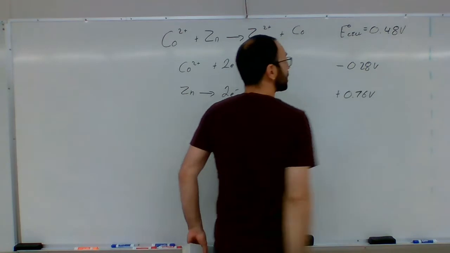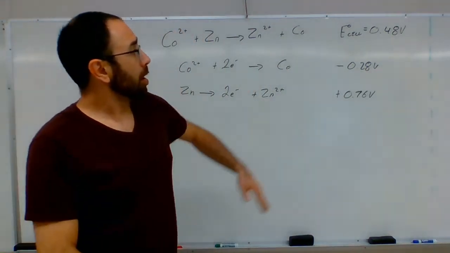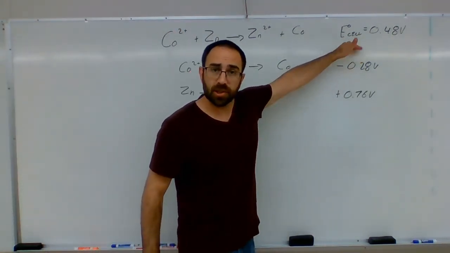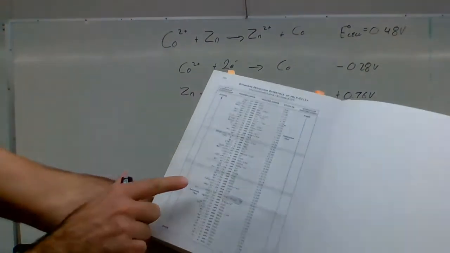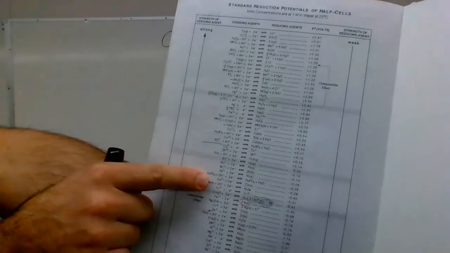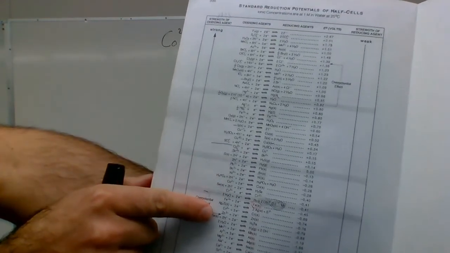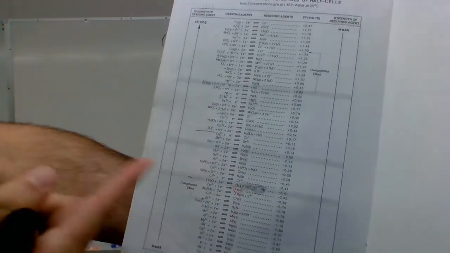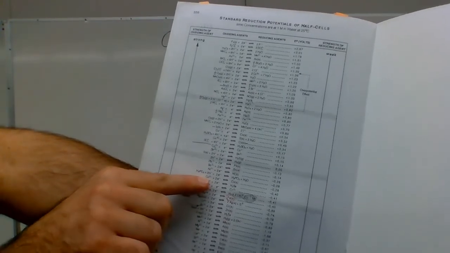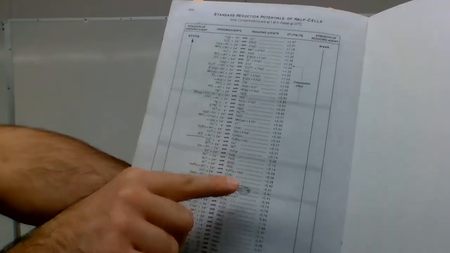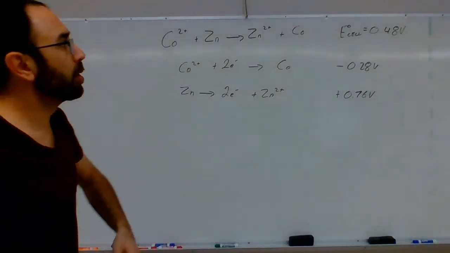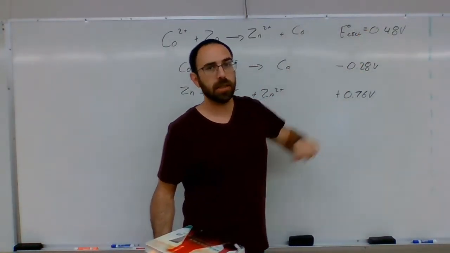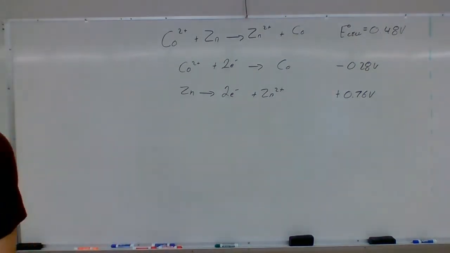Positive E naught, so a spontaneous reaction. We can also take a look at our two reactions that we have here. We have our cobalts up here, and then we have our zinc down here, and we're looking at that reverse. So even just looking at our basic understanding, we've got our reduction above our oxidation. So that would be spontaneous. We can also look at it by looking at our overall E naught for this electrochemical cell. Because it is positive, it is also a spontaneous reaction.